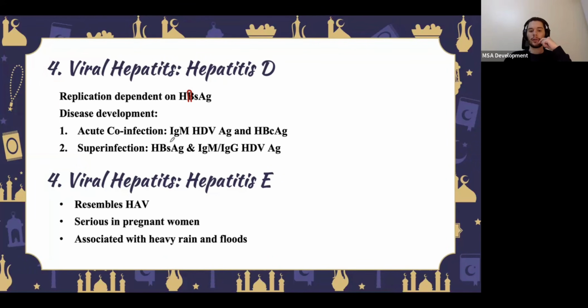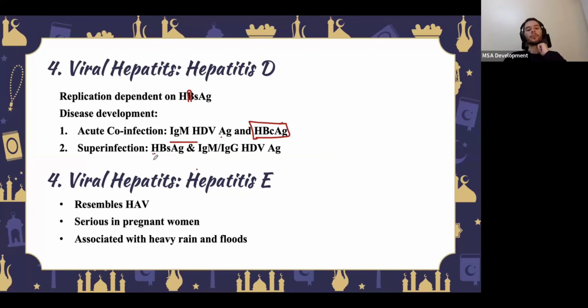And that is diagnosed through an elevated IgM hepatitis D virus antibody and hepatitis B core antigen. Core antigen, if you remember, means that this patient is 100% infected with the virus. Superinfection means this patient already had a hepatitis B infection previously, and then the Delta came in and used the hepatitis B surface antigen to infect the body.